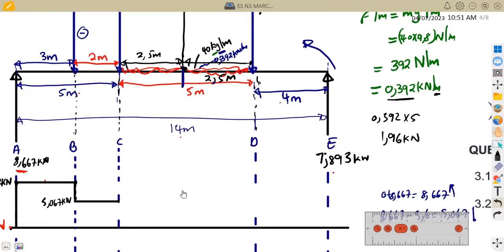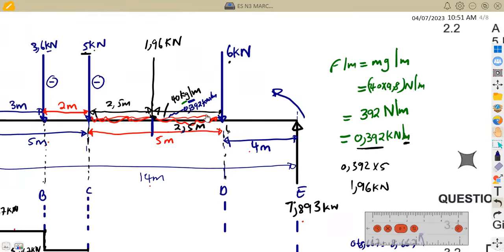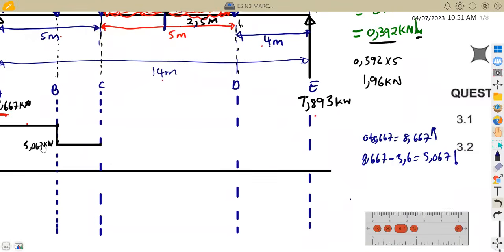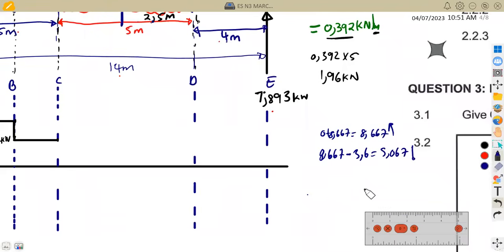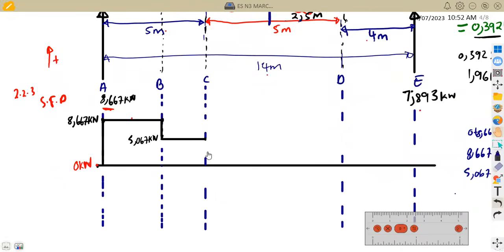Then what is happening at C? At C, we have got 5 kilonewton in this case, a point load again, which is facing down. So we're going to subtract. What are we subtracting? 5. From where? From where we are at this point of 5.067. So 5.067 minus 5, we are going to remain at 0.067. So 0.067 is just a little bit above the line. So maybe approximately at this point here.